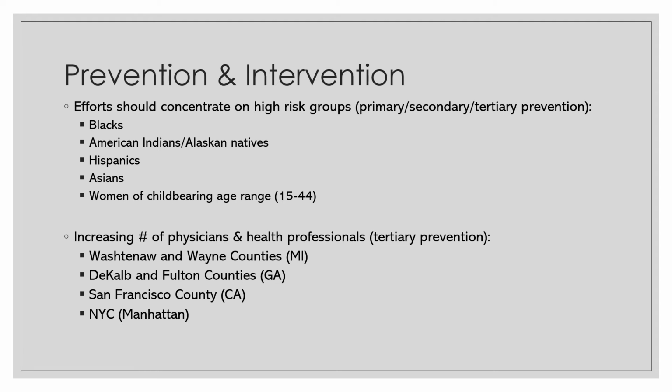Prevention and intervention strategies should focus on the high-risk groups like Blacks, American Indians, Alaskan Natives, Hispanics, Asians, and women of childbearing age range, those between 15 to 44. These individuals would benefit from additional support and focus by public health officials, and these individuals should be encouraged to undergo routine screening and maybe treatment.